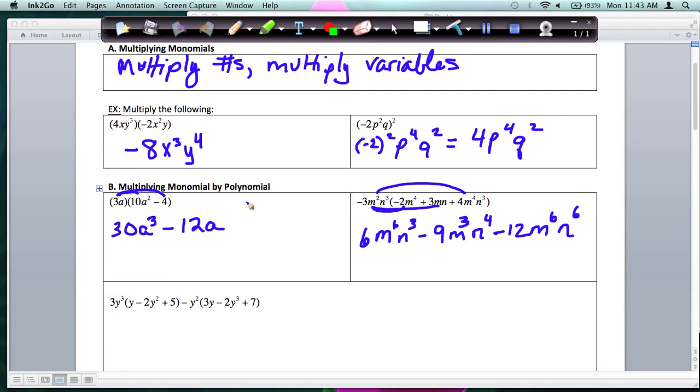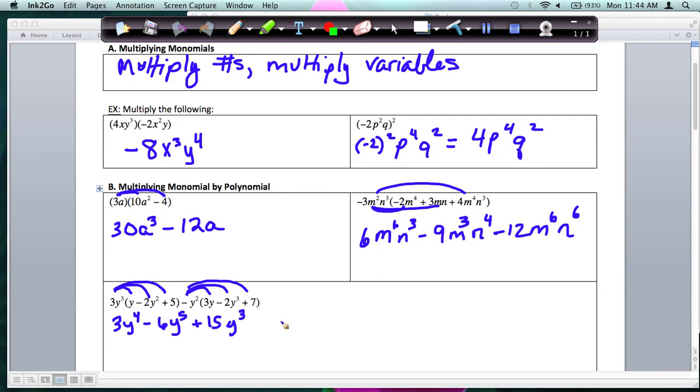Okay, in this last example, we're going to have to distribute twice. I need to distribute the 3y cubed through my first set of parentheses, and then on the second set, I need to distribute the negative y squared through my parentheses. So I'm going to go ahead and do that here. Distribute the 3y cubed, and I get 3y to the fourth minus 6y, 3 plus 2 is 5, plus 15y cubed.